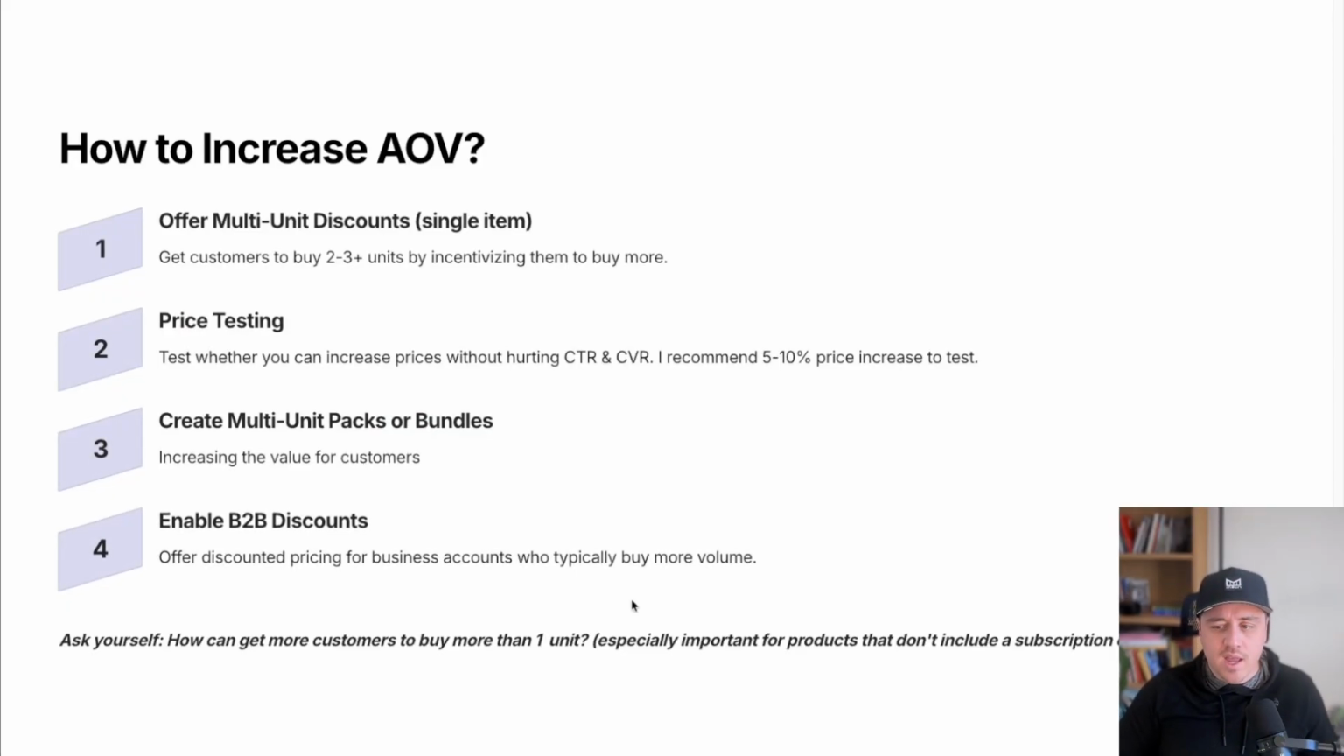So how do you increase AOV? AOV is increased by either a multi-unit discount. So this is a simple way you could do this today, where you create a promotion where you offer a percentage off for buying 2 or 3 units. Price testing, I just touched on that.